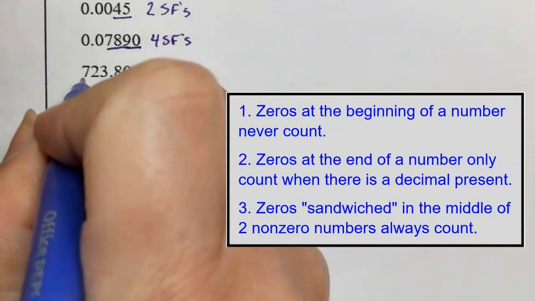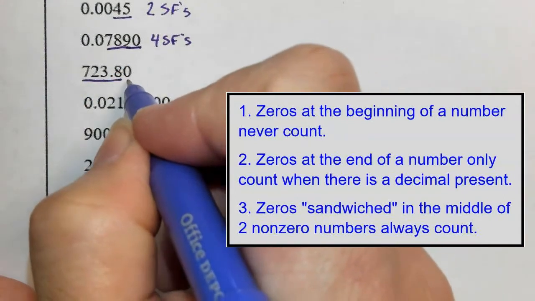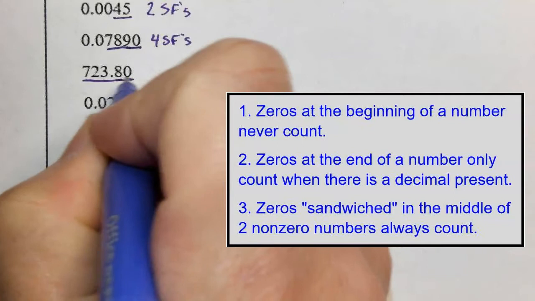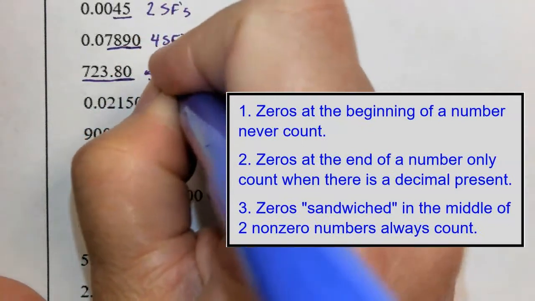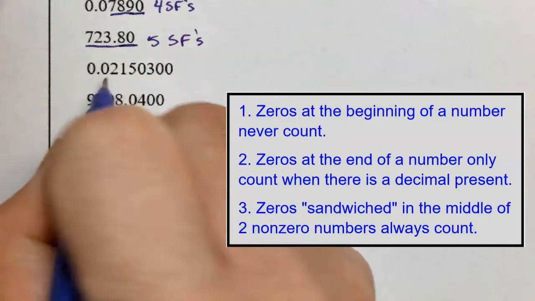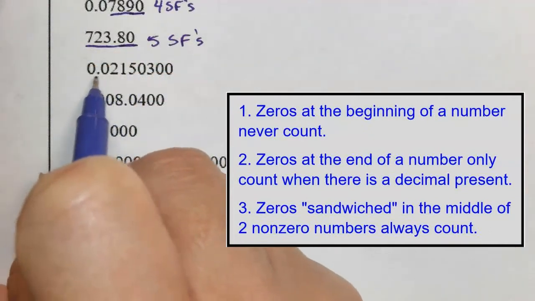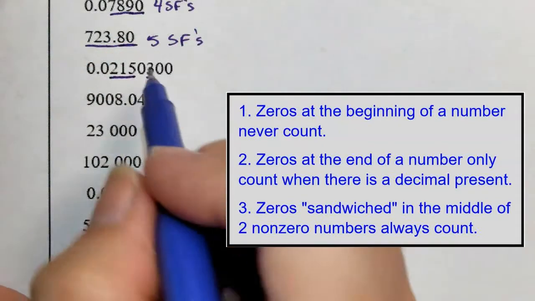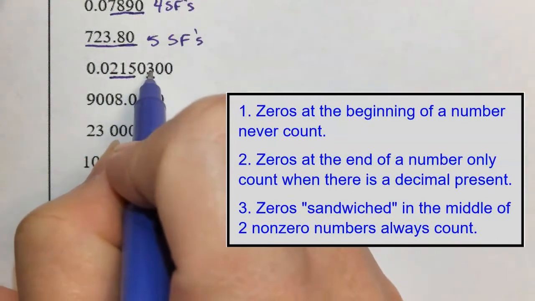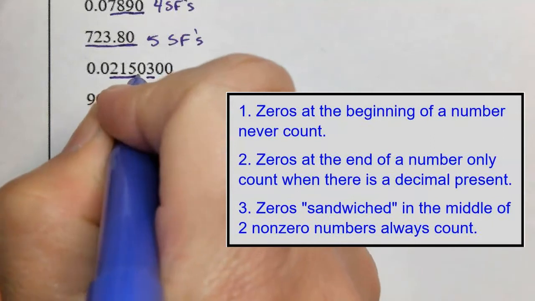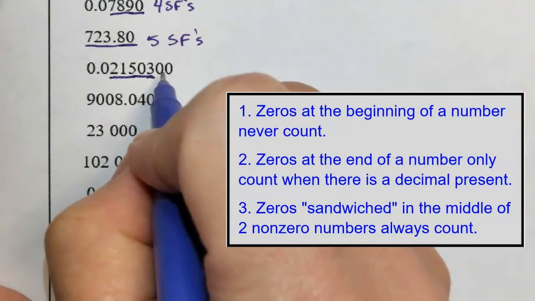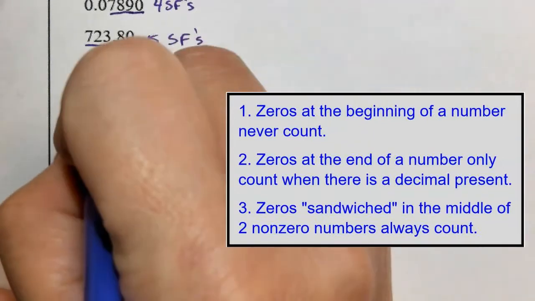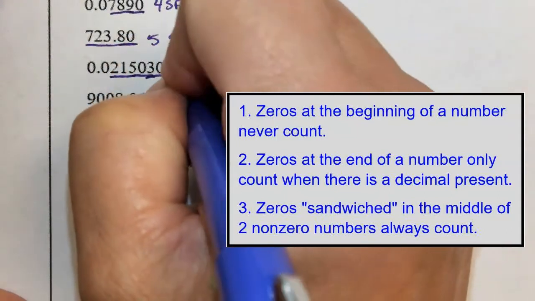Okay, here we have the 7, 2, 3, and 8. So the question is, what about that zero? It's on the end, it's trailing, and there's a decimal, so this is also significant. So 5 sig figs. Then here, leading zeros are never significant, so these are not. Then we have the non-zero 2, 1, 5, and the 3. This 0 is sandwiched in between these two non-zero numbers, so it's definitely significant. And then these are trailing, or at the end, and there is a decimal. So these are significant. So this has 1, 2, 3, 4, 5, 6, 7 significant figures.